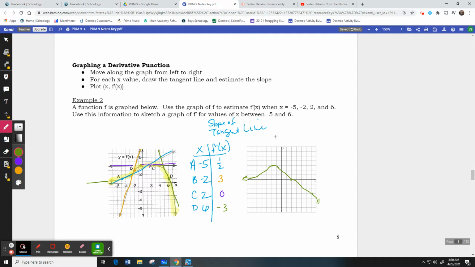So there are some in the homework where it says, okay, here are these points. Now figure out the slope of the tangent line and graph it. So it's this process right here.